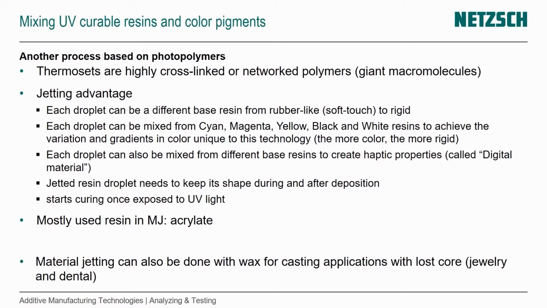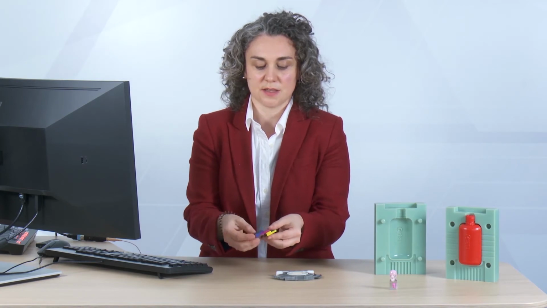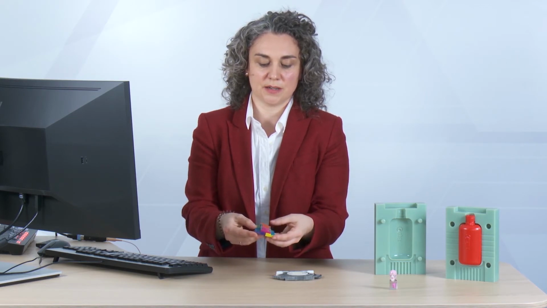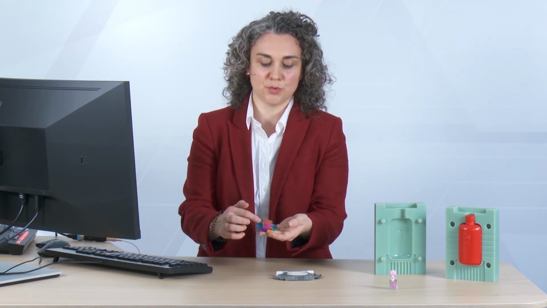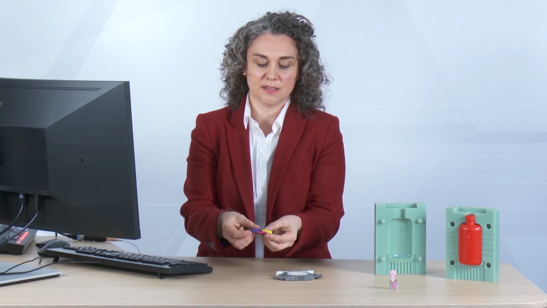Then each droplet can be mixed from cyan, magenta, yellow, black, and white to achieve the variation in gradients and color unique to this technology. It's important to notice the more color you put in, the more rigid it is. And you see an example here from Stratasys of this little toy that you can flip. And what I did here, I asked specifically for a part where the support wasn't removed that perfectly. So you can see it's in between. It could be easily washed off, but I asked them to leave that in here. So this is full color.